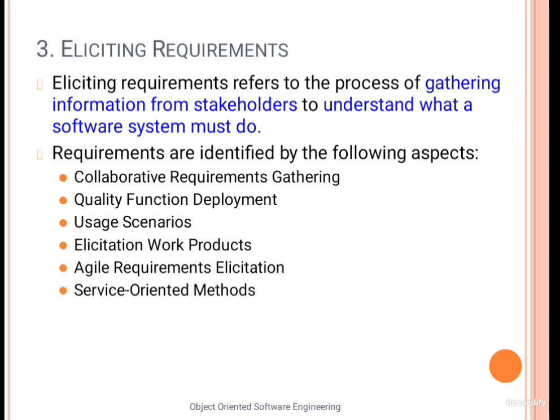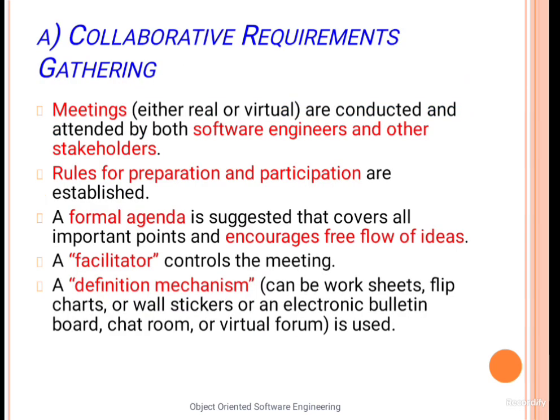Now let us see different techniques used for gathering requirements. Software engineers collect requirements using collaborative meetings, quality function deployment, usage scenarios, work products, agile user stories, and service-oriented methods. Each technique is suitable for different types of projects.